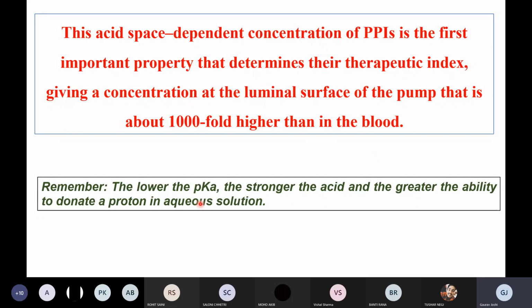So this is the first point. If you do not know about the pKa, go back and read about the Henderson-Hasselbalch equation. The general rule is the lower the pKa, the stronger the acid, and the greater the ability to donate a proton in aqueous solution. So we should have a higher pKa for this molecule. We have a pKa between 3 to 4, so that means they are basic drugs, right?